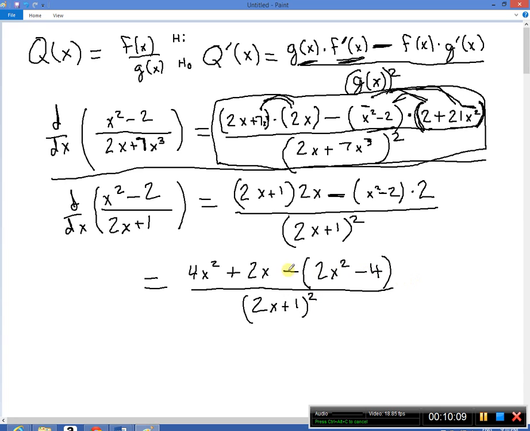Okay, so now I'll go ahead and distribute this minus, and everything's clean here. I can see what I've done. So I'm going to get 4x squared plus 2x minus 2x squared minus 4 makes it plus 4. And all of that is divided by 2x plus 1 squared.